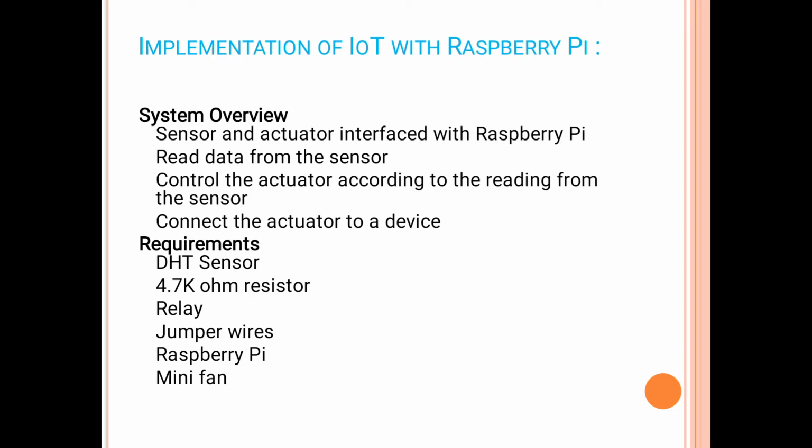System overview. Sensor and actuator interfaced with Raspberry Pi. Read data from the sensor. Control the actuator according to the reading from the sensor. Connect the actuator to a device. Requirements: DHT sensor, 4.7 kilo ohm resistor, relay, jumper wire, Raspberry Pi, mini fan.